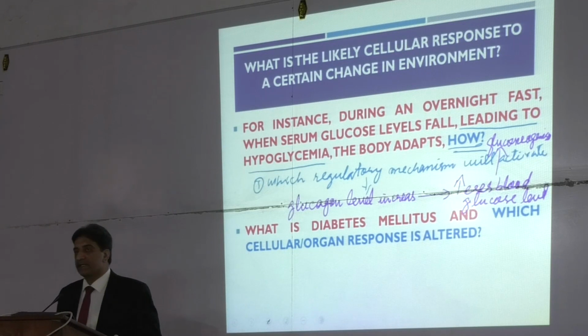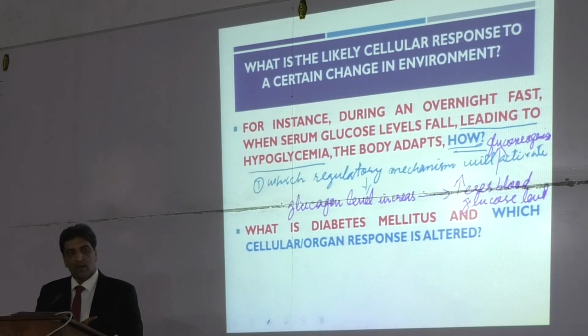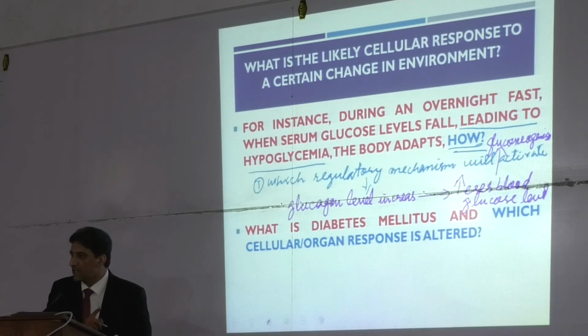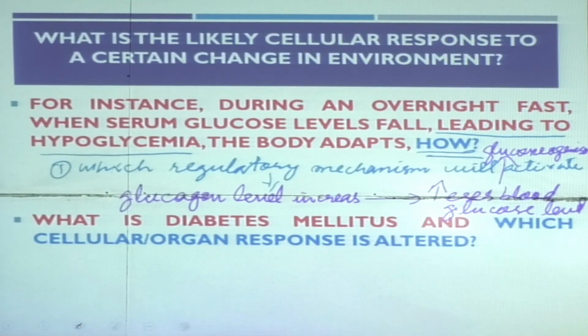So, what is diabetes mellitus? Diabetes mellitus is one of the most common diseases, and its number is increasing day by day in our population. It is a disease in which the blood glucose level becomes high. When blood glucose level becomes high, it directly affects our eyes, our heart, our blood pressure, our kidneys. So diabetes mellitus affects every system of the body. So which cellular response is altered?